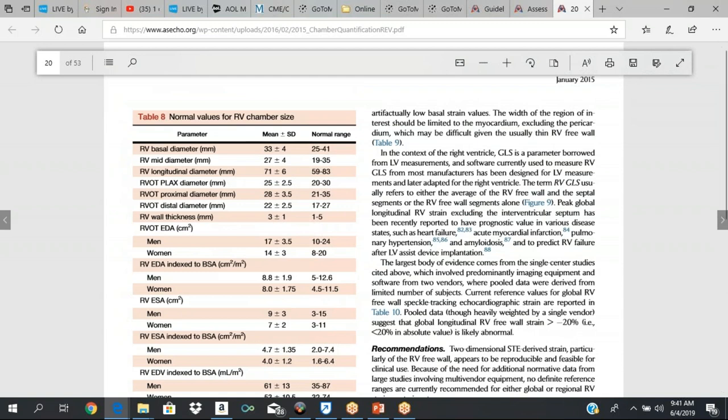So when you do your measurements we usually use 42, remember? It's now 41. Let me just see if we can get some image. So when you do your RV measurements, at the base, anything greater than 41 millimeter now suggests dilatation. The measurement at the RV base goes up to 41. At the mid level, 35. I'm gonna show you what they mean by that.